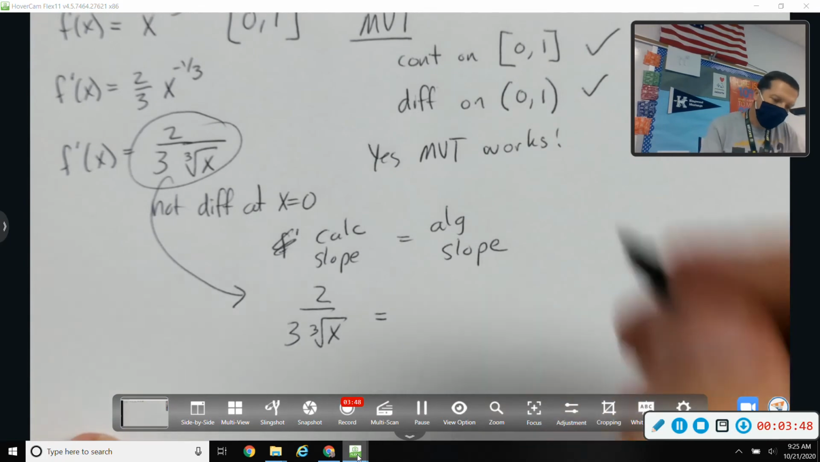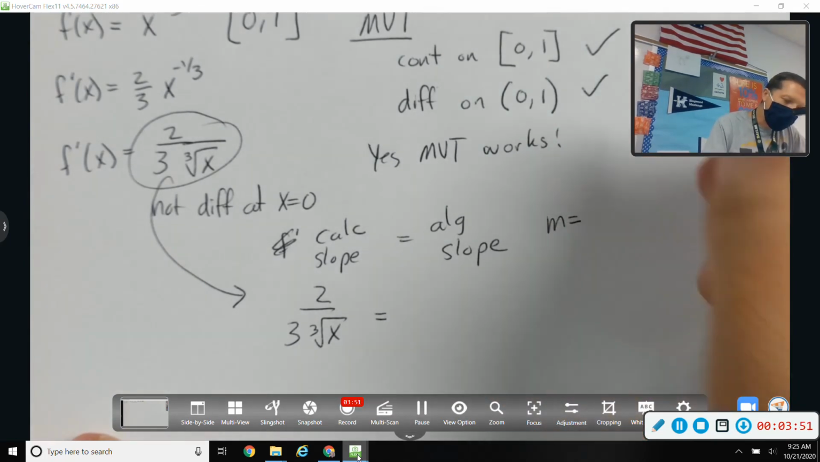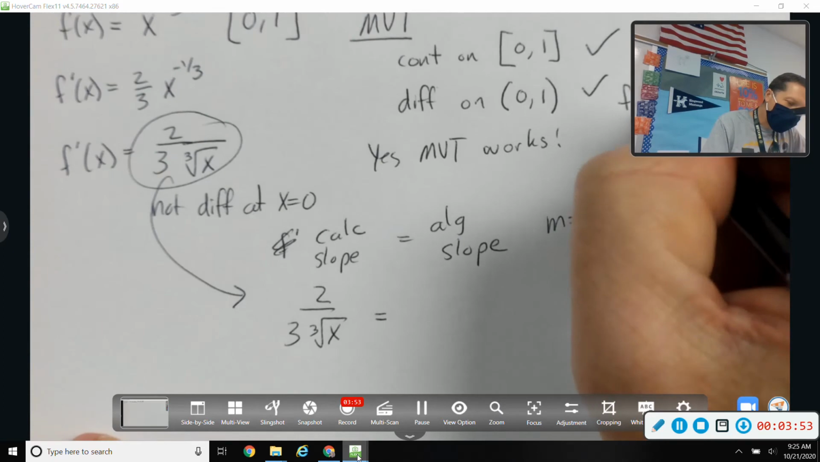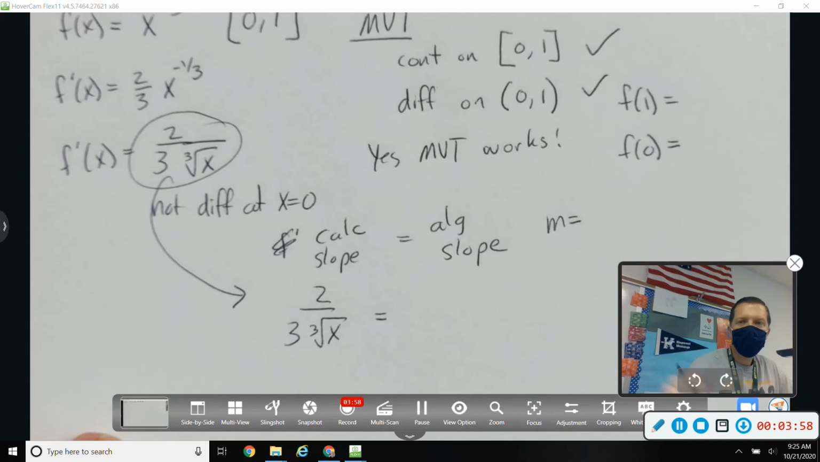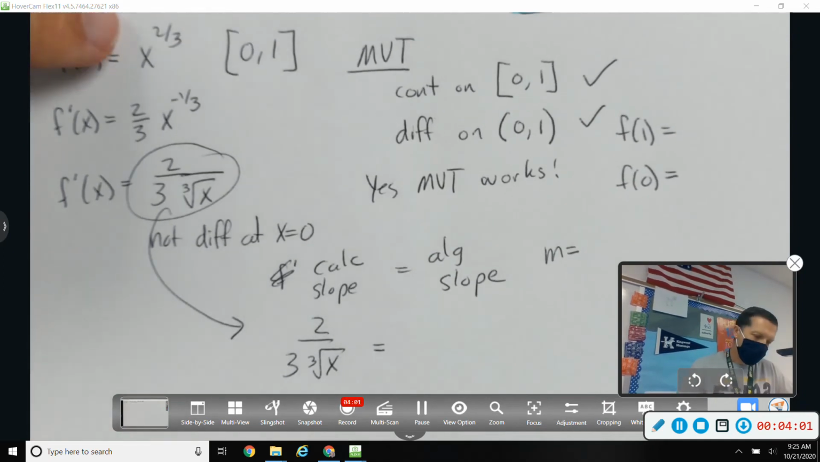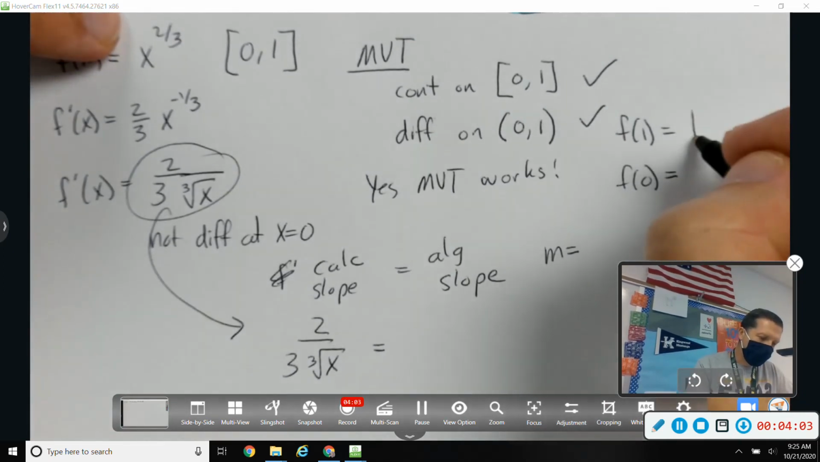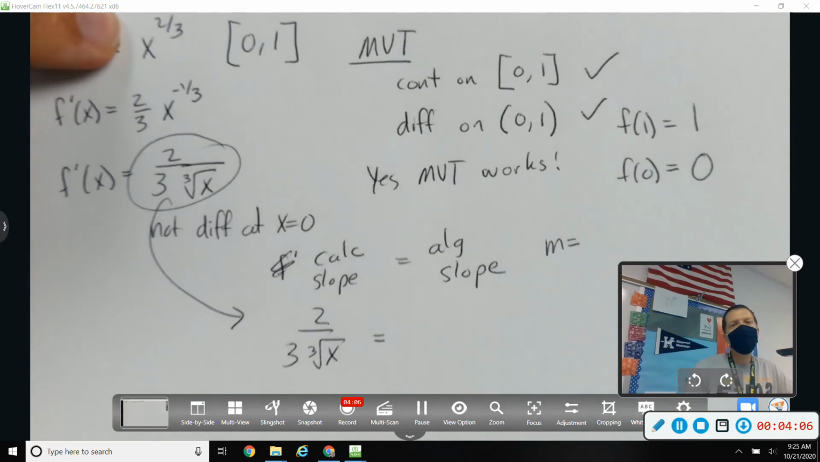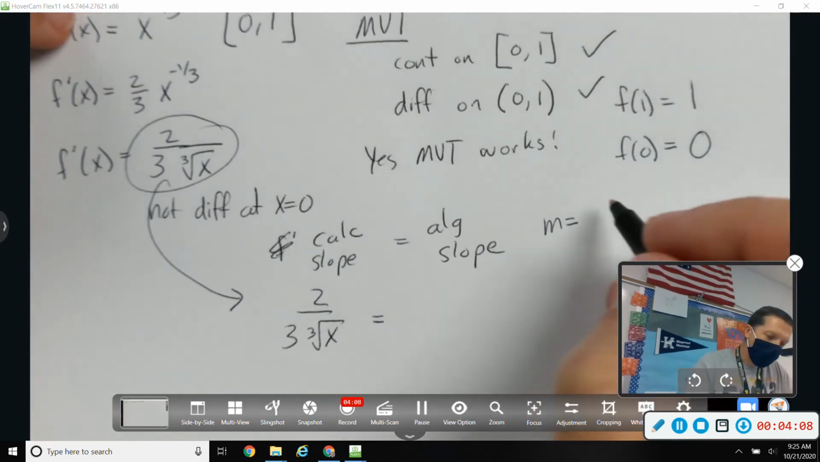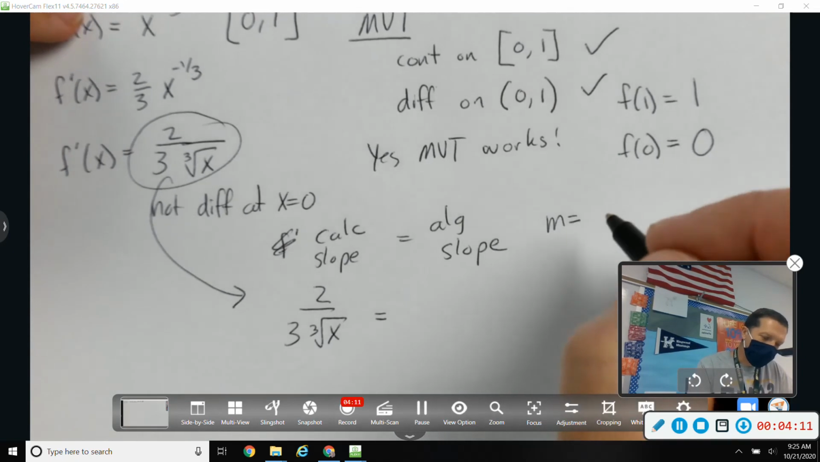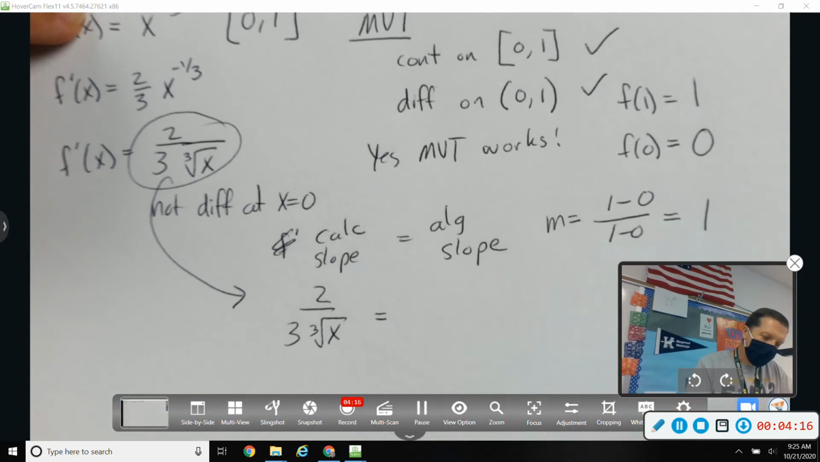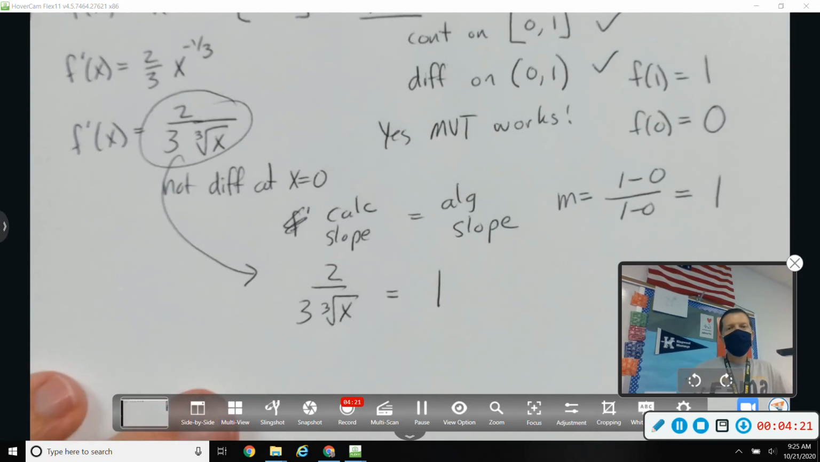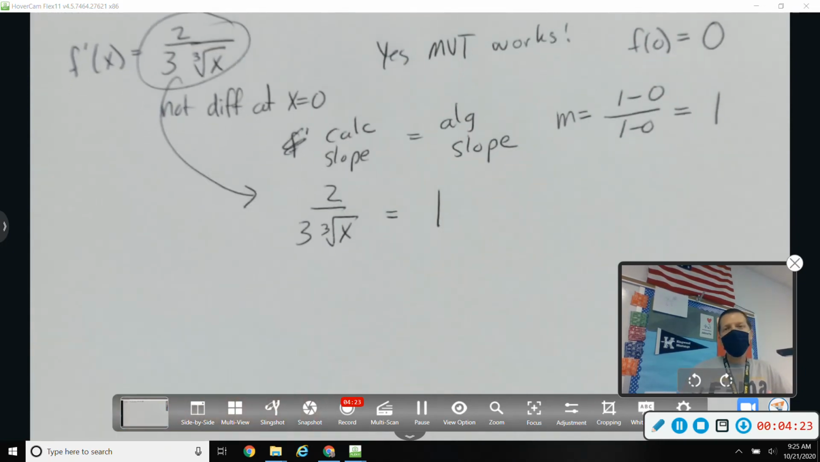Algebra slope, that's good old y2 minus y1. So I need f of 1 and f of 0. 1 to the 2/3 would be 1. 0 to the 2/3 would be 0. It gave me an easy algebra slope problem here. So 1 minus 0 over 1 minus 0, that equals 1. So my algebra slope is 1. So now the problem is set up.